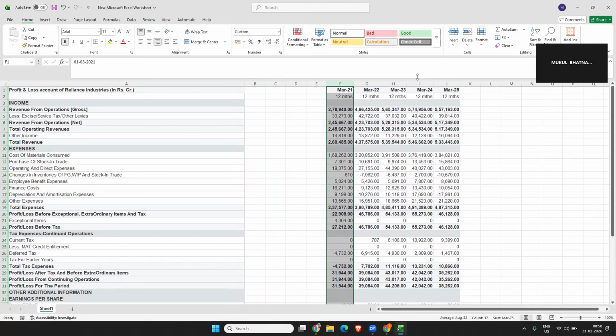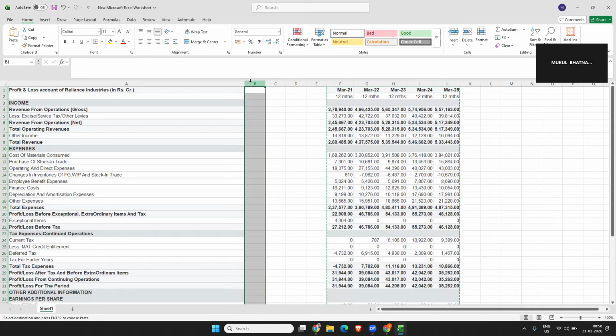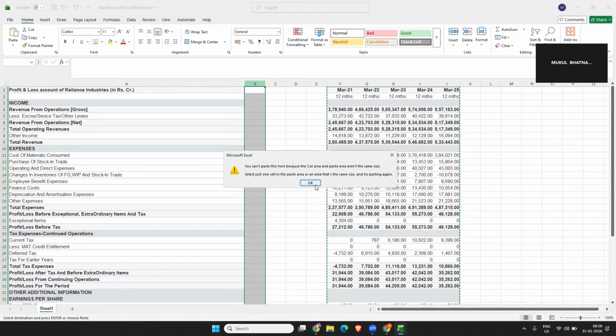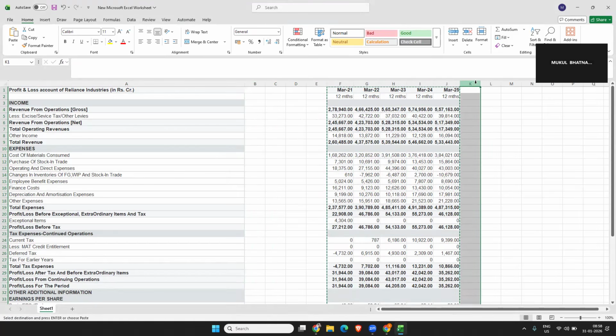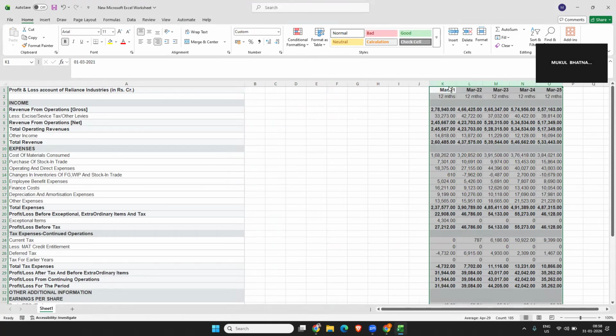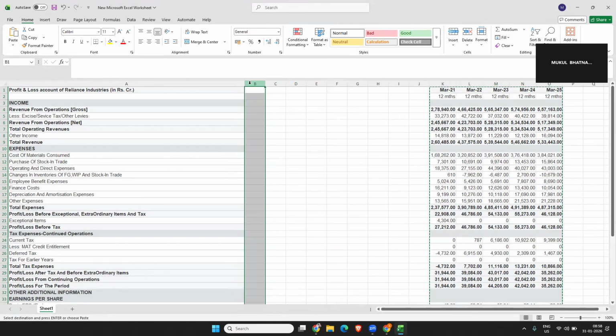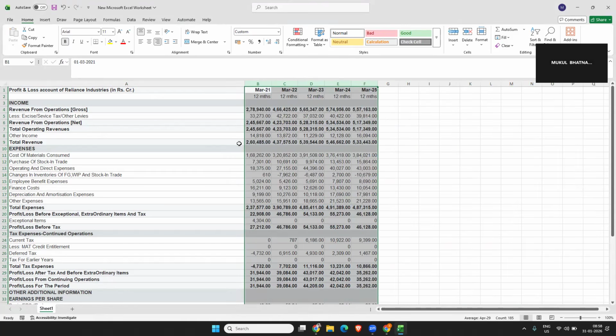Once all columns are arranged in ascending order, then I will again cut all the columns and I will paste it in the very beginning so that it is against the particulars. I am unable to paste it because number of columns here are less and number of columns here are more. So I will first paste it here. Then I can transfer it with particulars. So in this way, you will be able to arrange your profit and loss account.